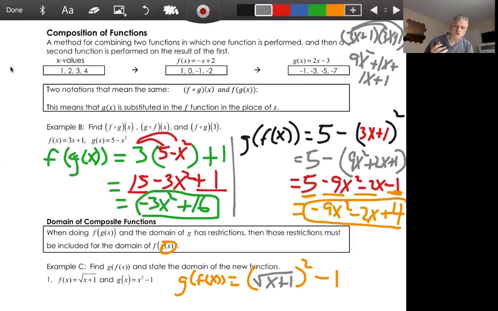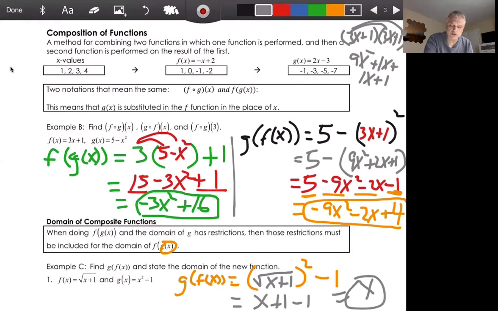Now, when you square a square root, squaring and square root are inverse operations. They cancel each other out. So that means you just have x plus 1, and then bring down your minus 1. So g of f of x is x. Interesting. Well, what does y equals x look like? It's a parent function. It's a line, goes through the origin, has a slope of +1. Are there any restrictions at all on y equals x? Nope. No square roots, no denominators with x in them.